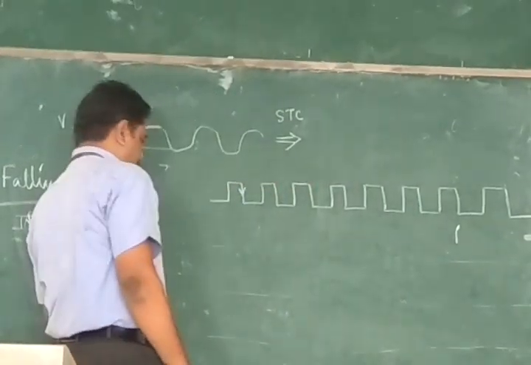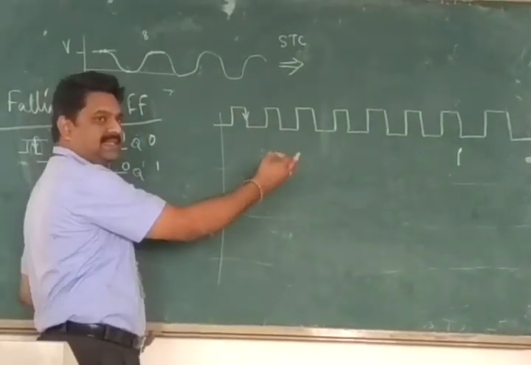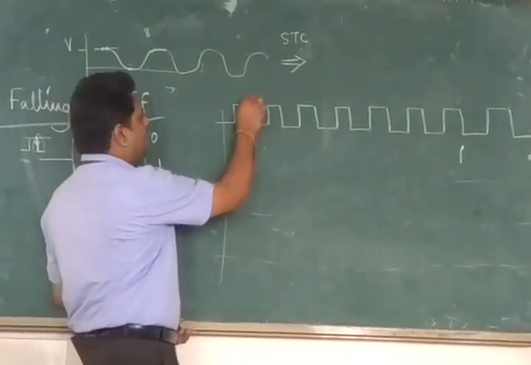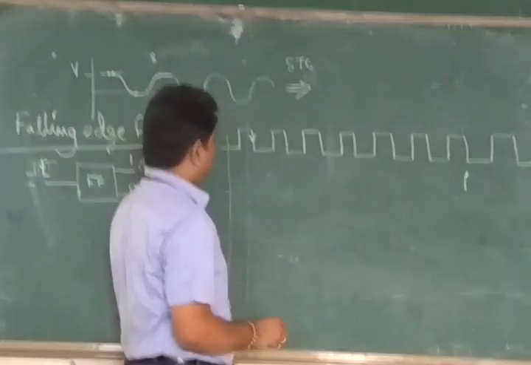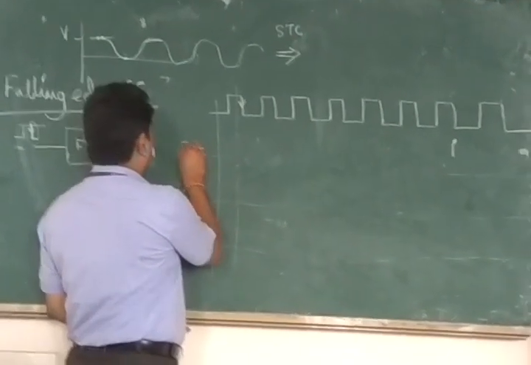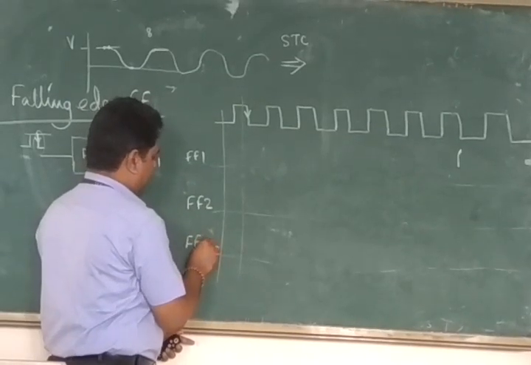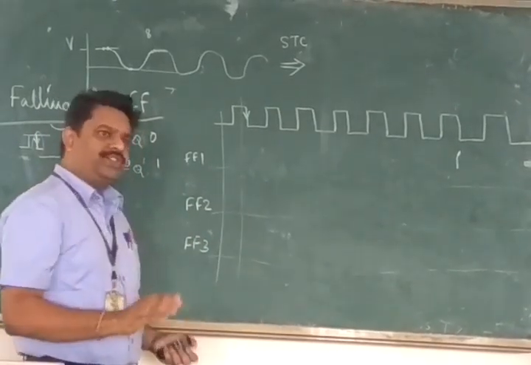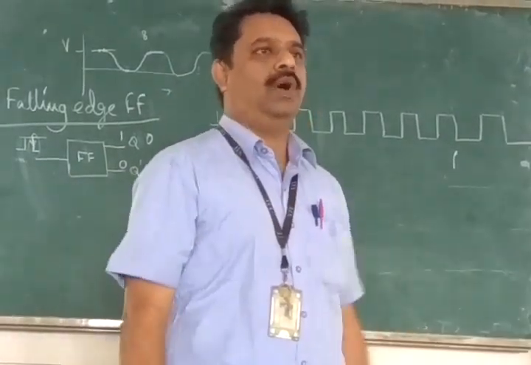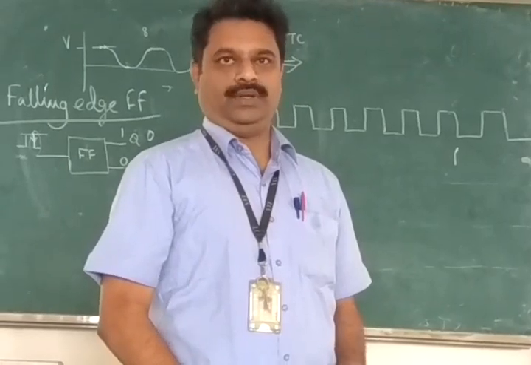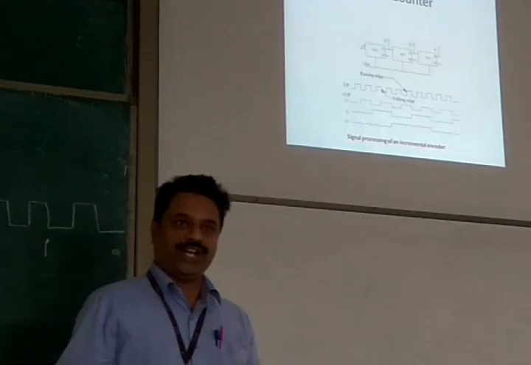Now, before any pulse comes, what will be the state of flip flop 1? This is F1, this is F2, this is flip flop 3. I assume initially all the flip flops are in 0 position. All the flip flops are in 0 position. Now, I want to build a digital counter.